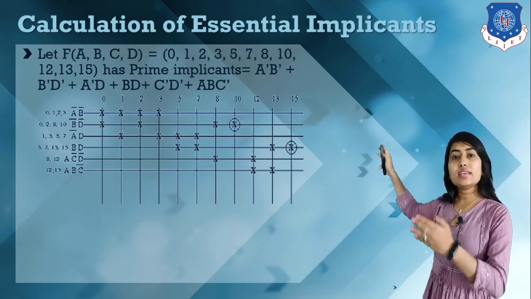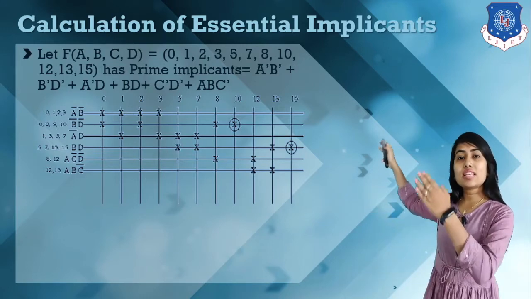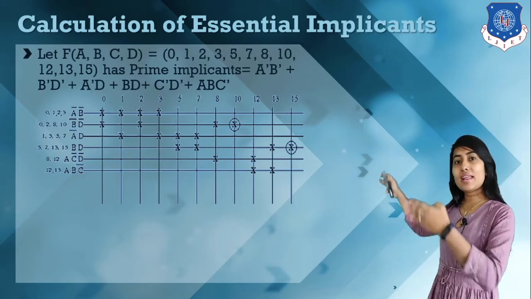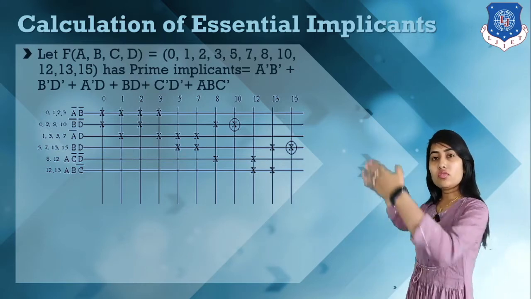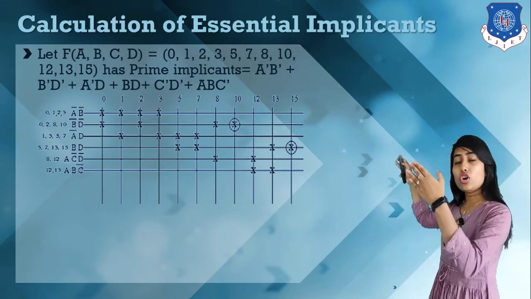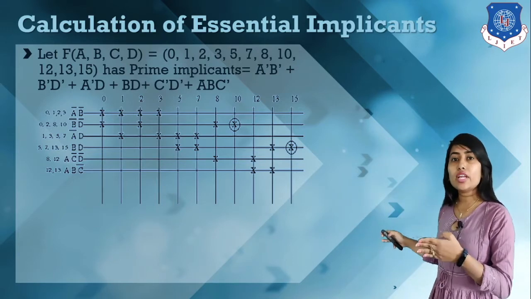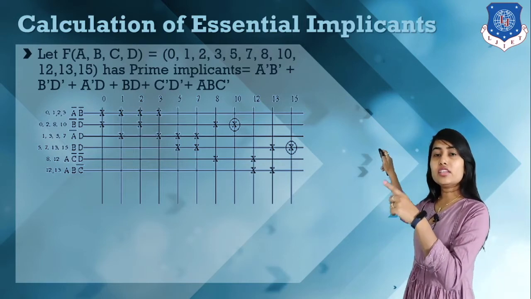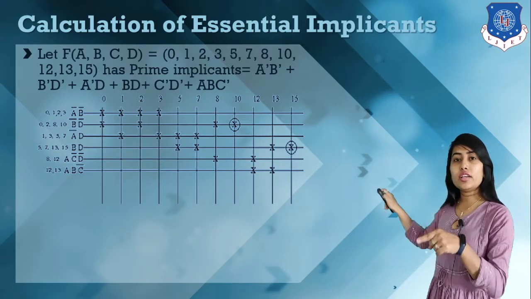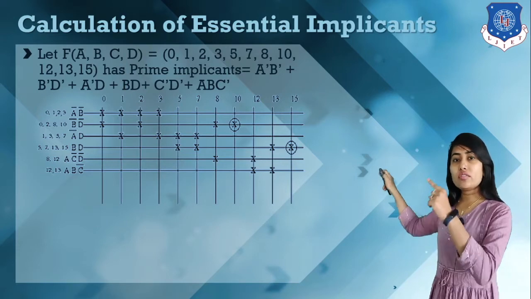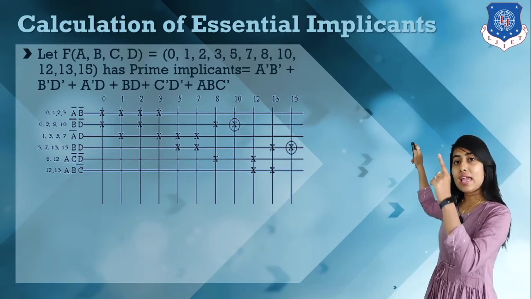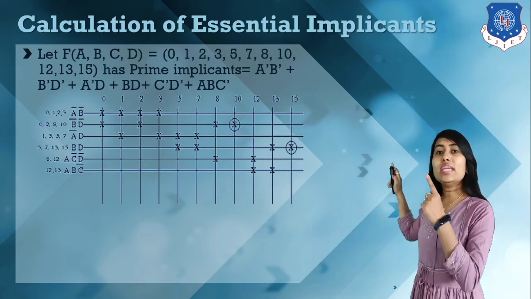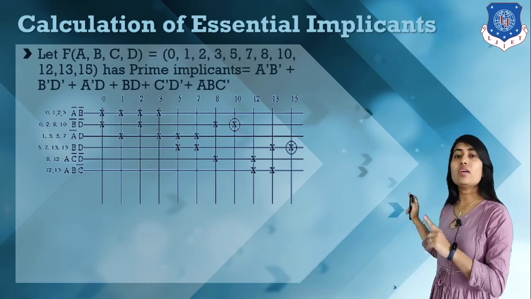At 0 we have a 2 time cross, then at 1 we have a 2 time cross and so on. If we compare column wise, all the entries have a 2 time cross, but at the min term 10 we have only 1 time cross, and at 15 we have only 1 time cross. So in 10 and 15 we have a 1 time cross.